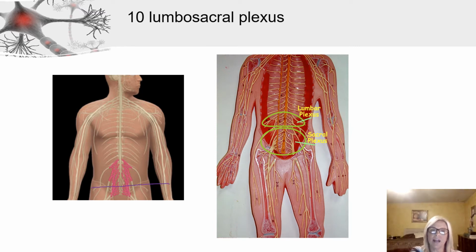If you see it divided, oh, this should be a little bit higher. Let's be a little more accurate there. If you see it divided, the lumbar would be on top and then sacral on the bottom.